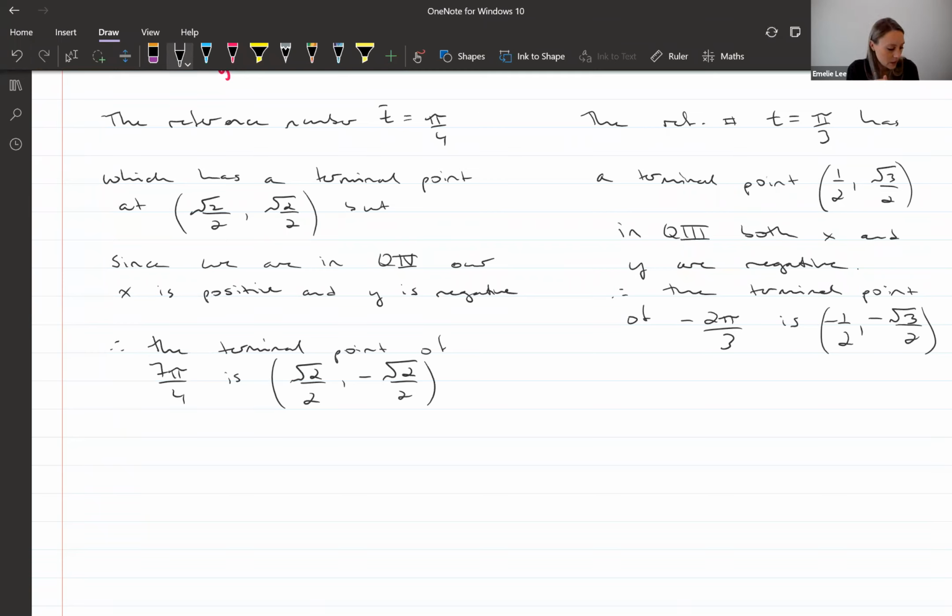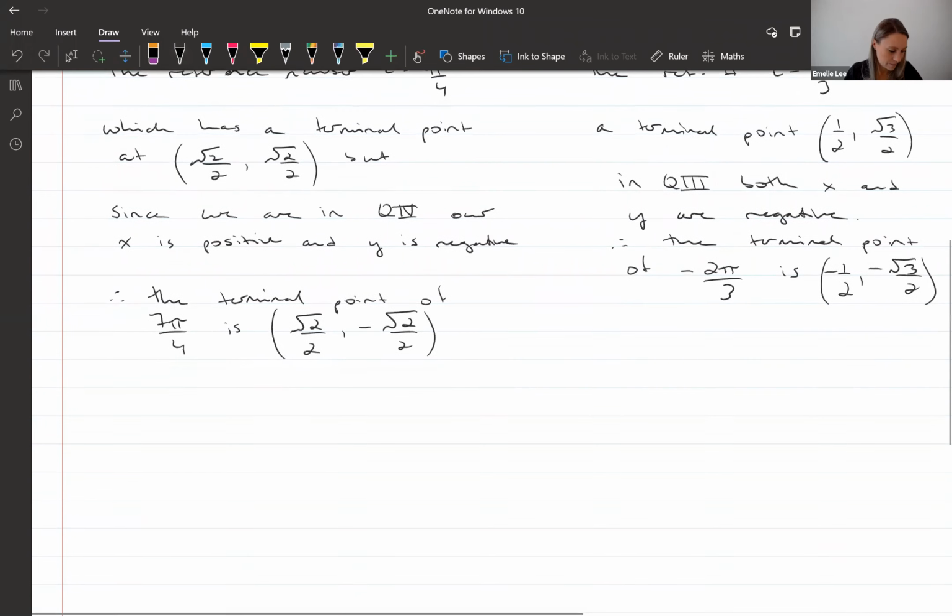Okay. So what you'll find is we're going to use these x and y values to figure out what trig functions are. So you probably remember sine, cos, tan, right? So SOH CAH TOA, that kind of stuff. So we're going to use these x, y values to figure out what the sine and the cosine is of something like negative 2 pi over 3, for example. Yeah. So that's what we're building towards.